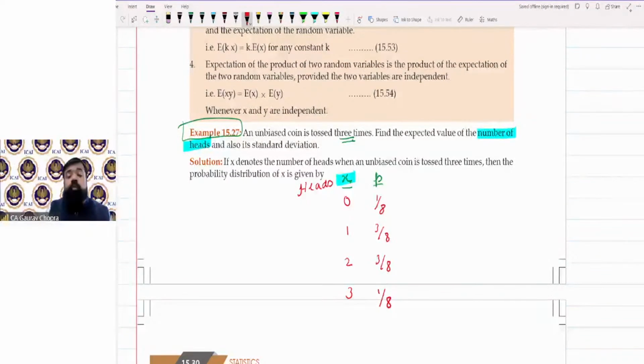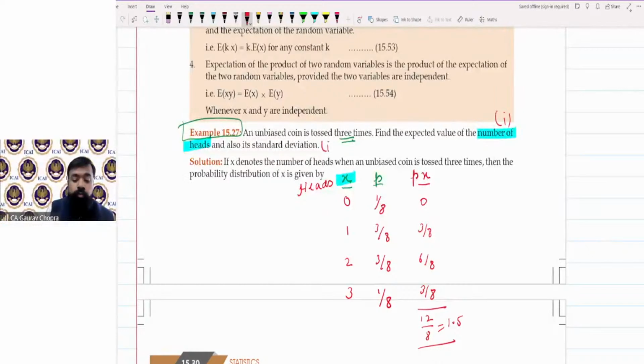Okay. Now, for calculation of expected value, we require P into X. Therefore, multiply them: 0, 3 by 8, 6 by 8, and 3 by 8. So the total will be 12 upon 8. So it will give us the result 1.5. This 1.5 is known as the expected value. Okay, so this is the first part of the question.